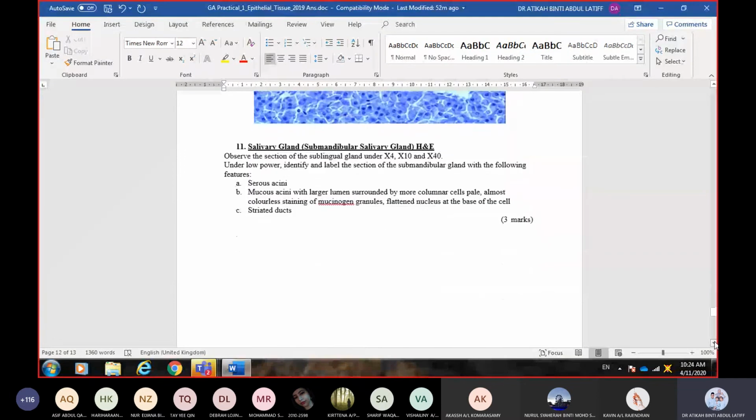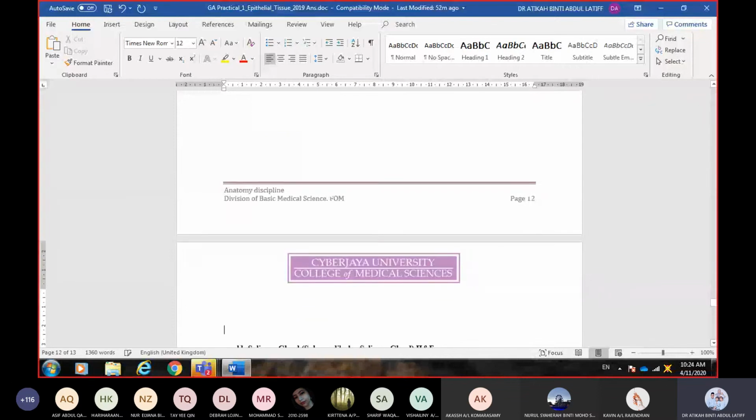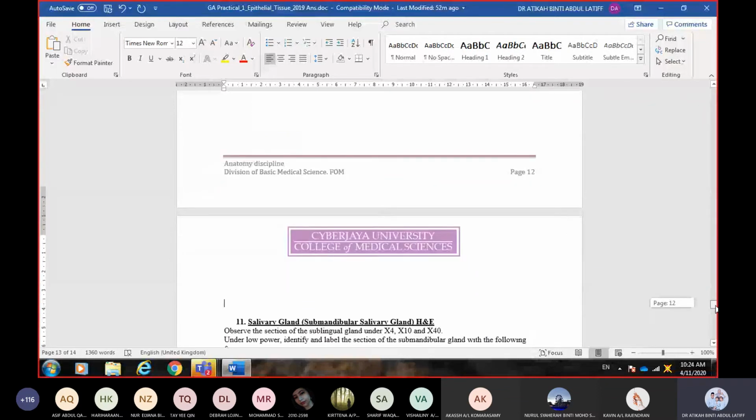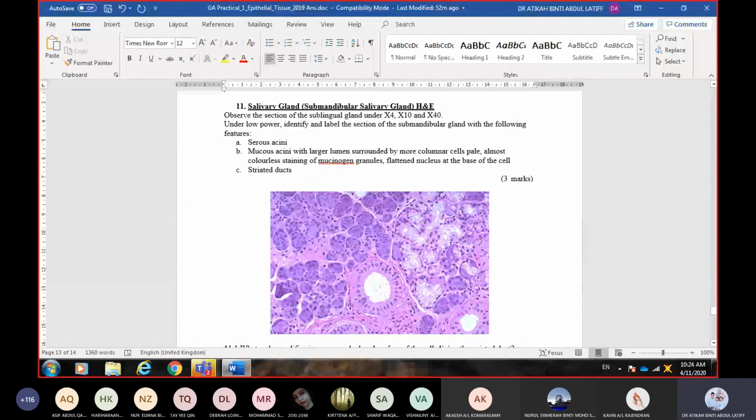So next is your salivary or submandibular gland. They will look the same under the microscope because of the presence of the same type of glands. They both have serous and mucous acini. The serous acini are these purple staining ones, and the mucous acini are these pale staining acini or glands. So you can see the difference between serous and mucous acini.